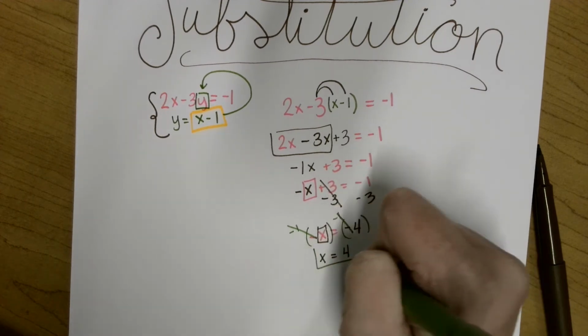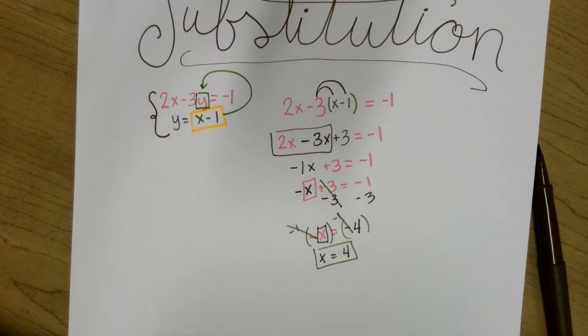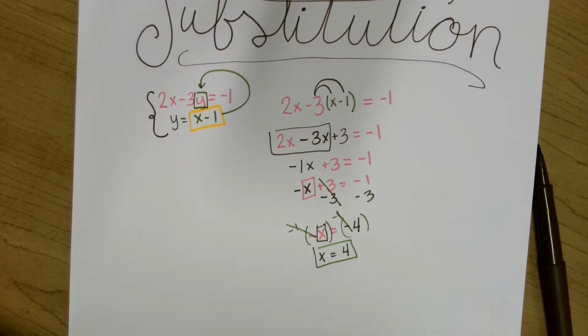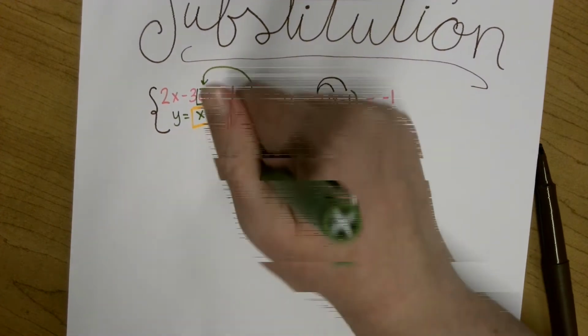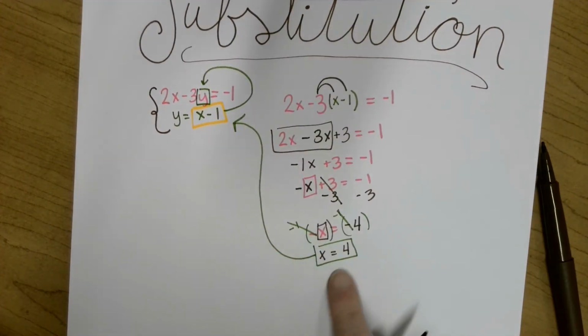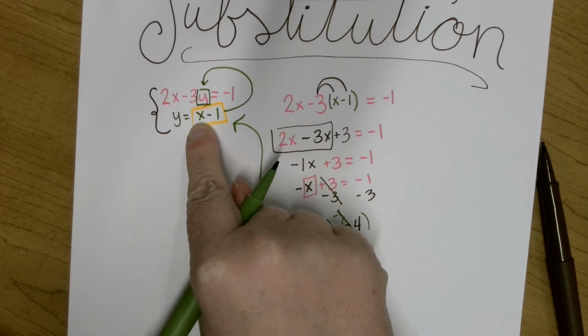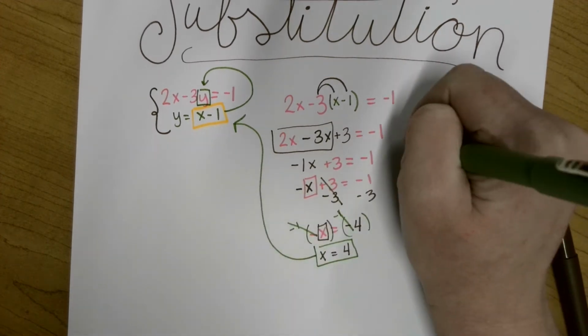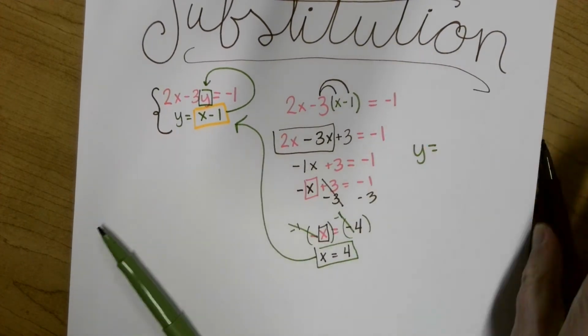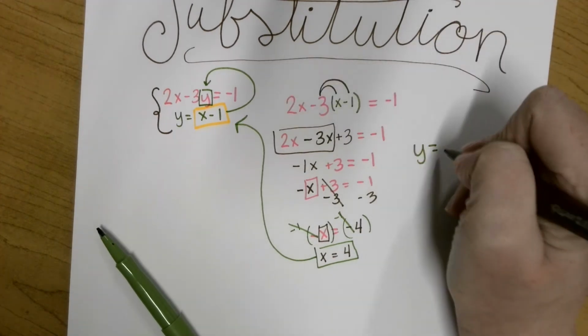Okay, so I have my x value. A lot of kids think they are done at this point, and that's not true. The next thing we have to do, we have x, but we also need to have y. So we're going to take this x value and plug it in and solve for y. So I have y equals, instead of x, we're going to plug in 4.